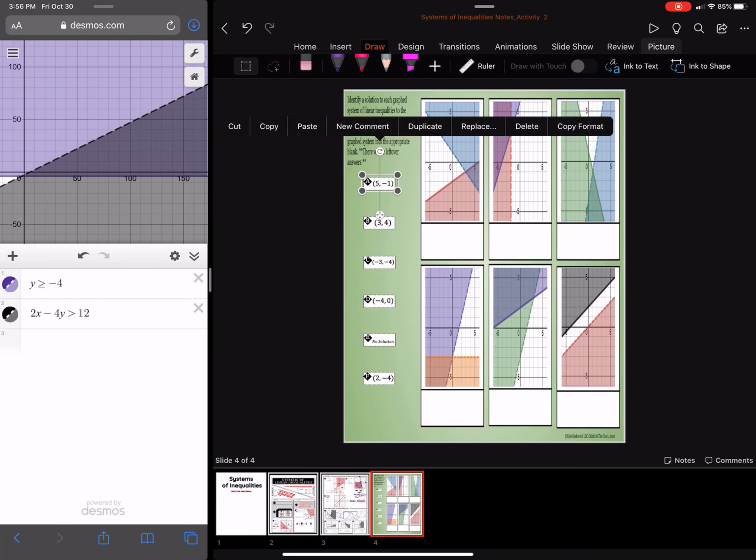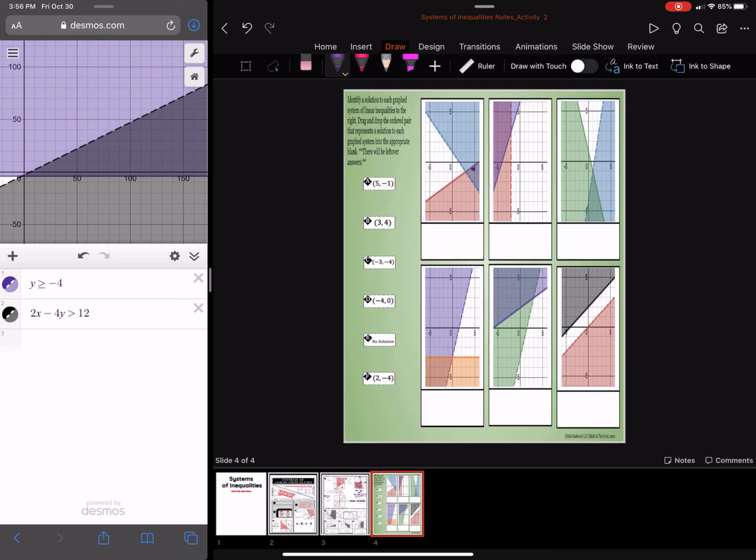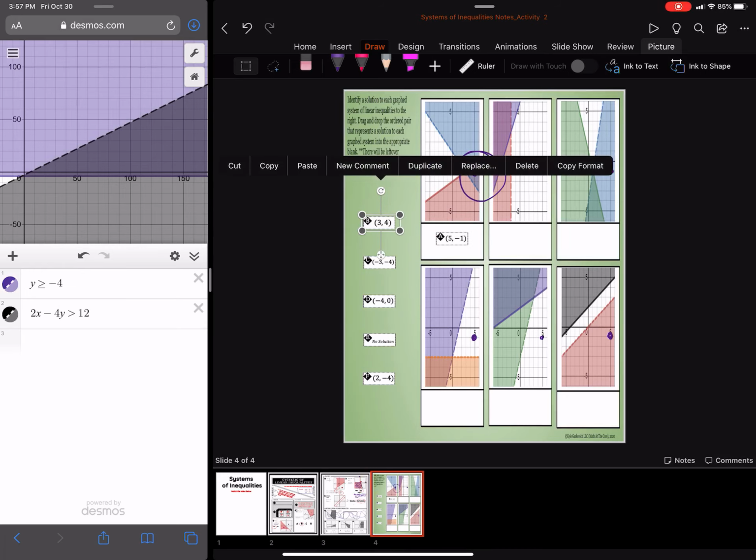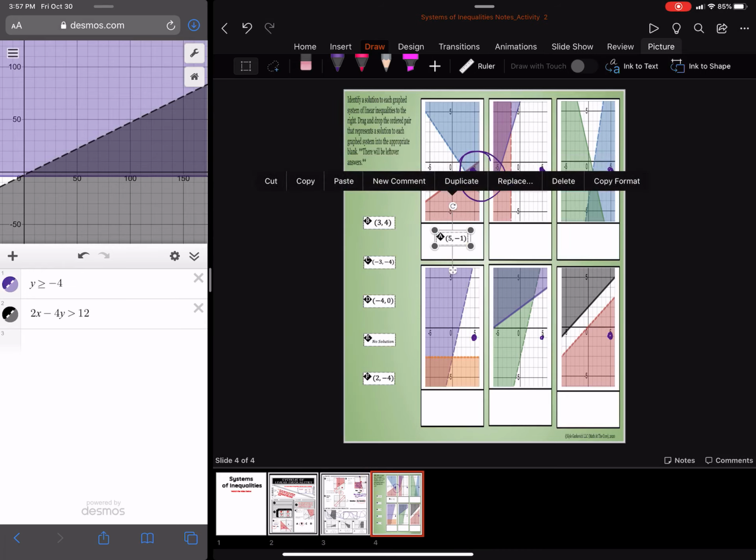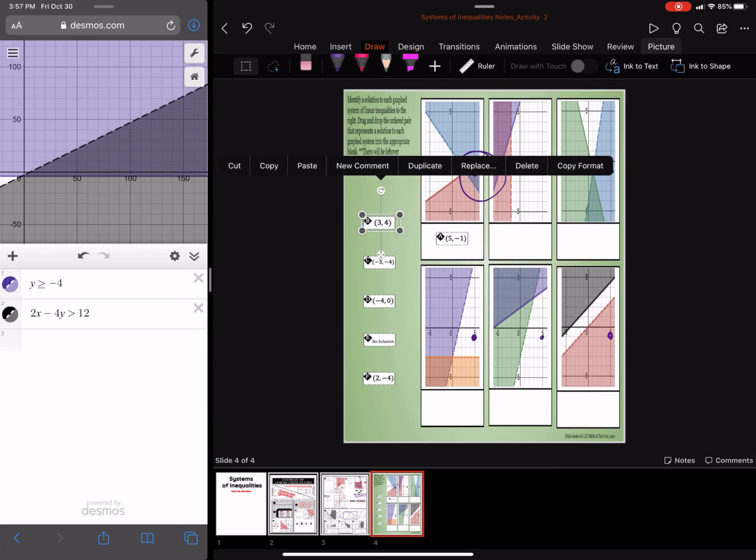So you're going to go through these and you're going to match. The first one is 5, -1. I'm going to graph 5, -1 in every picture. Where does the point 5, -1 lie in a double shaded area? The only one it lies in a double shaded area would be this graph right here, the very first one. So this would be a solution to this problem. So that's all you're doing, and then you're going to do 3, 4. You're going to figure out which one of these graphs has a solution of 3, 4. And that's all you're doing.